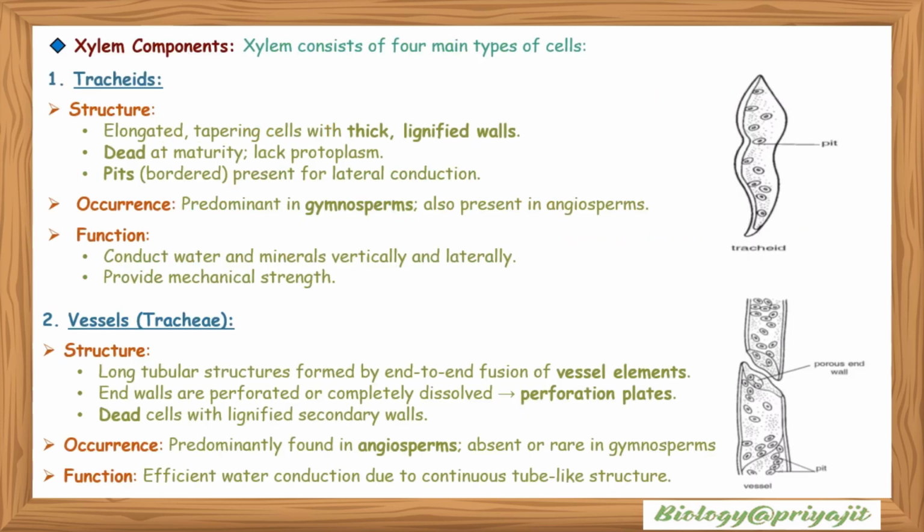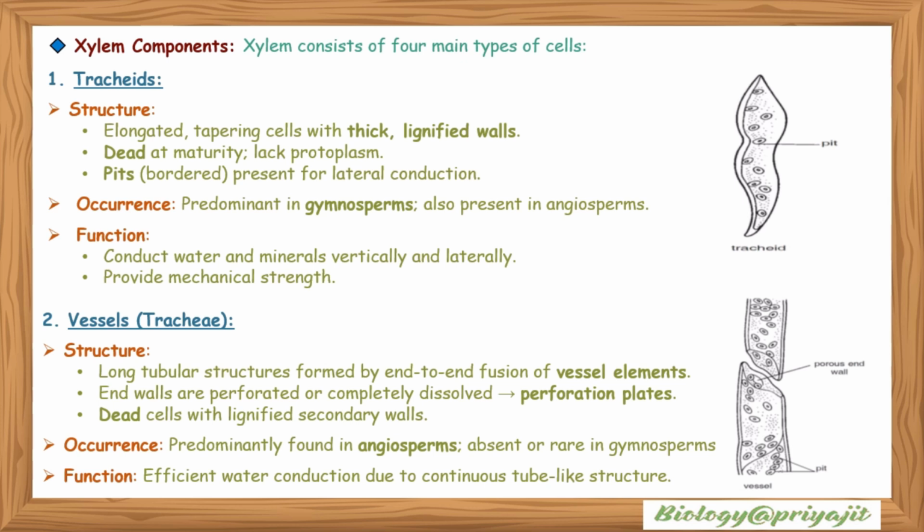Xylem components. Xylem basically consists of four main types of cells. Tracheids: they are elongated, tapering cells with thick, lignified walls. They are dead at maturity and lack protoplasm. They have broader pits present for lateral conduction. They are predominant in gymnosperms, but they are also present in angiosperms. Their function is to conduct water and minerals vertically and laterally. They provide mechanical strength.